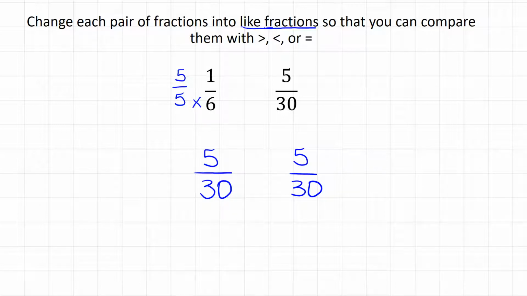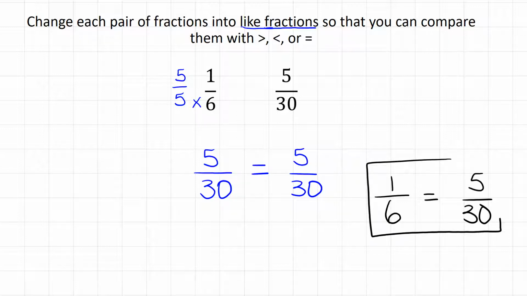And what I notice is the numerators are the same, the denominators are the same, so therefore these two fractions are equal to one another. And once again, for my final answer, go back to your original fractions and write them out as is and put the inequality in the middle. So in fact, 1 over 6 is equal to 5 over 30. That wasn't too bad, was it? Let's do one more example together.